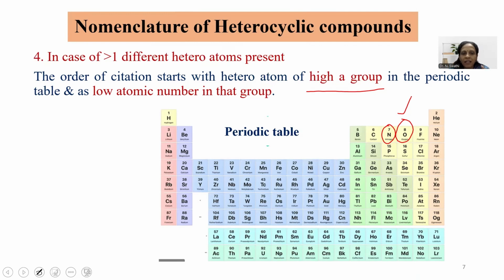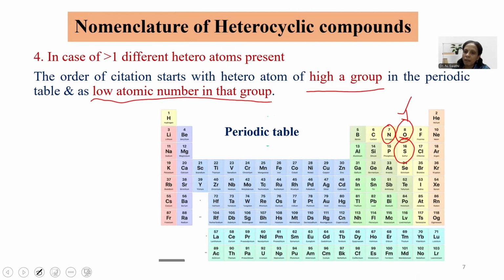let us assume that the given heterocyclic compound has 2 heteroatoms. One is oxygen, the other one is sulfur. Both oxygen and sulfur belong to the 8th group only. In that case, we have to consider the heteroatom which has the lowest atomic number. So out of oxygen and sulfur, the oxygen atomic number is 8 and the sulfur atomic number is 16.